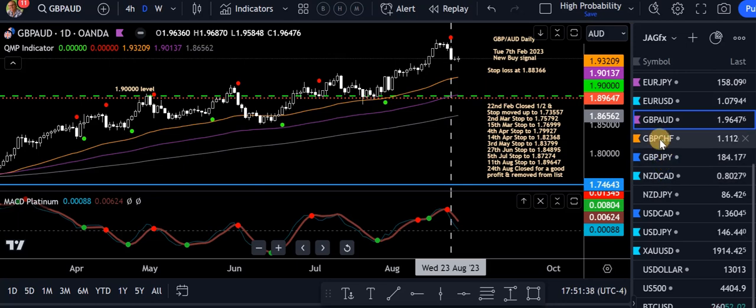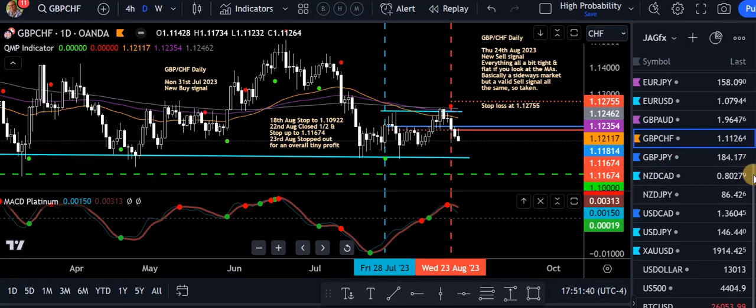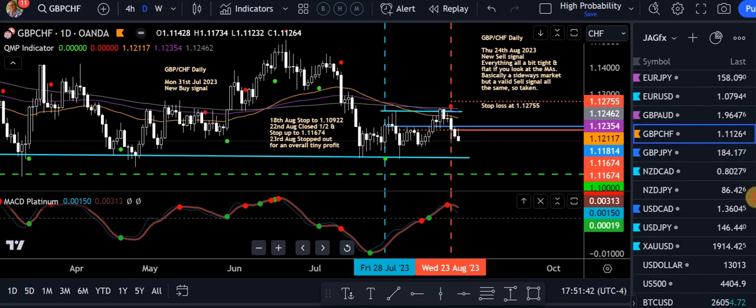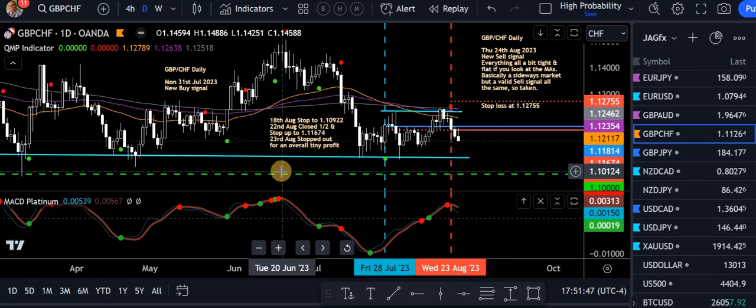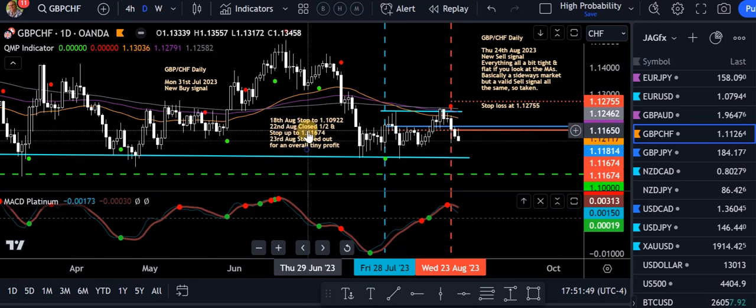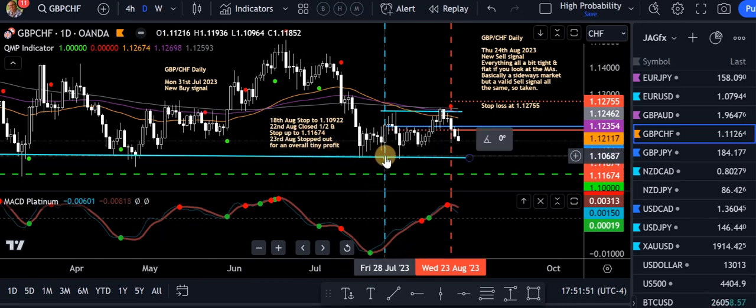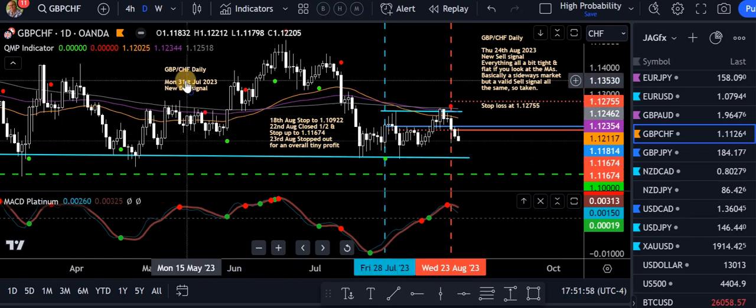Right, pound Swiss highlighted in orange. Wonder why. Let's have a look. Oh, yeah. All right. It's given me a bit of grief recently, but we're going to keep it on the watch list. We're not removing it. So let's have a look. What are we doing here? Took a buy in here, on the 31st of July. So that's these notes here.